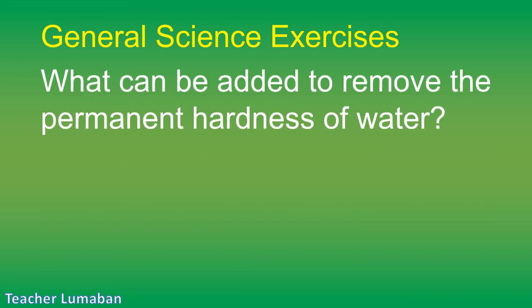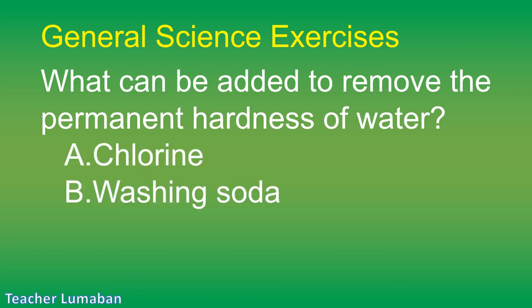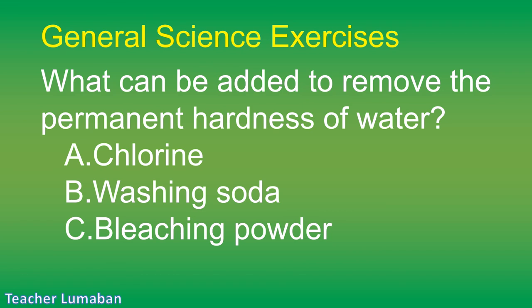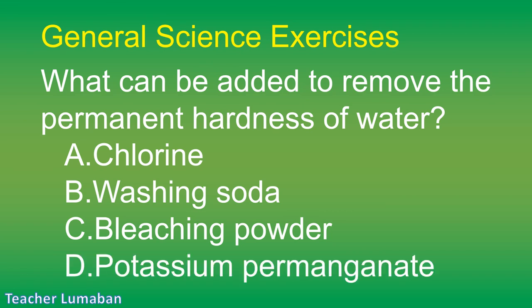What can be added to remove the permanent hardness of water? Letter A, chlorine. Letter B, washing soda. Letter C, bleaching powder. Letter D, potassium permanganate. Choose the suitable answer to the following choices in 5 seconds.